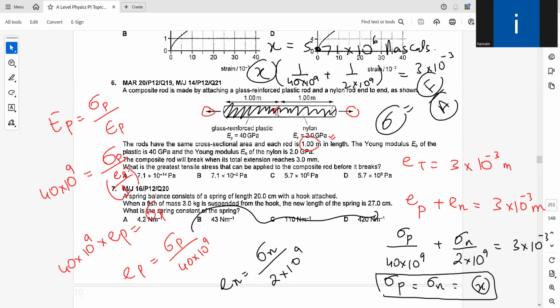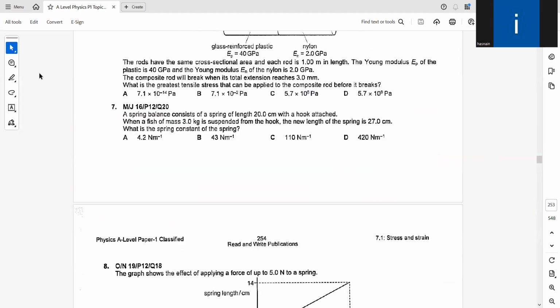So the answer here should be, yeah, this is C. So this would be C. That would be 5.7 exponent 6 pascals. So we are going to select this as the answer. This is way more than the stress it can handle, and this is not the maximum stress. These are way too small. So the closest option is C, right? Let's see what the next question is about.